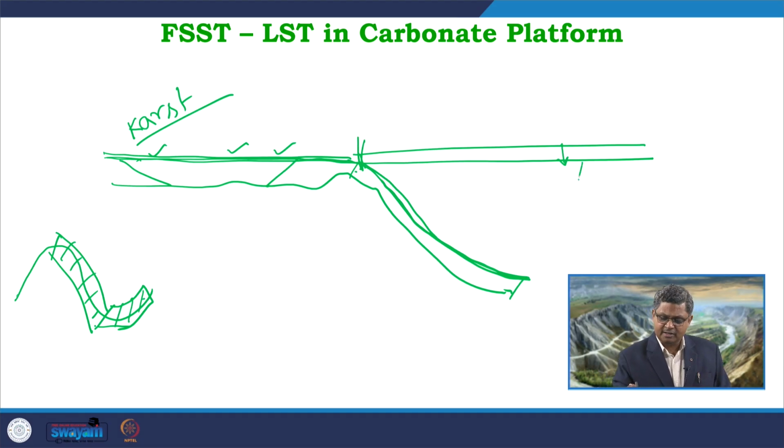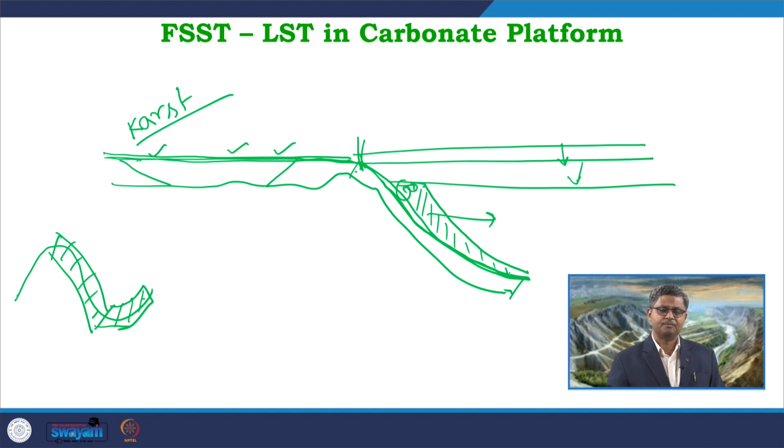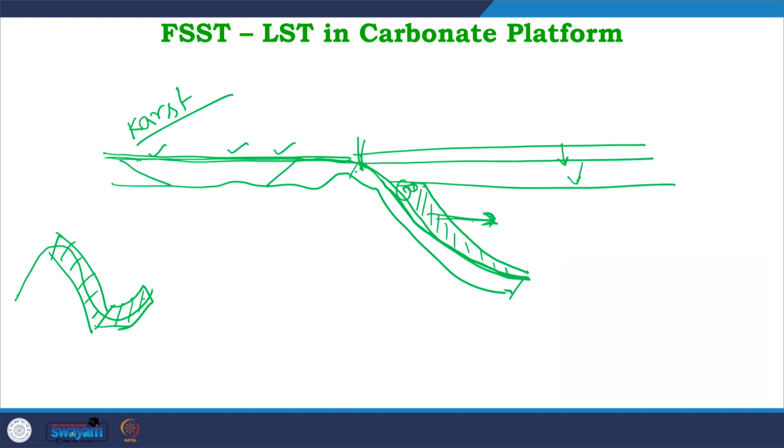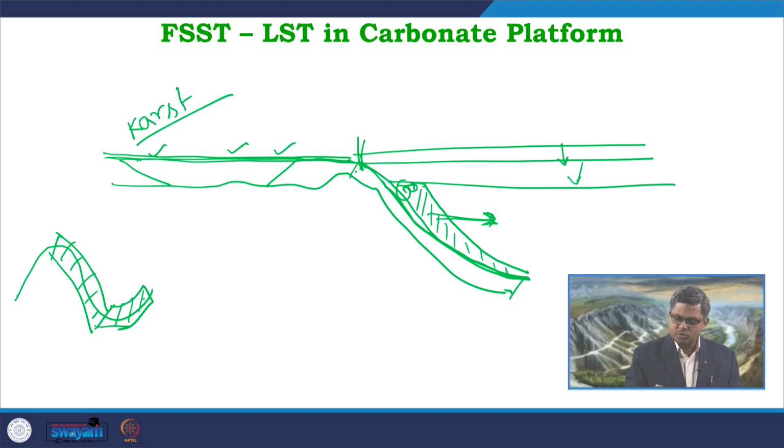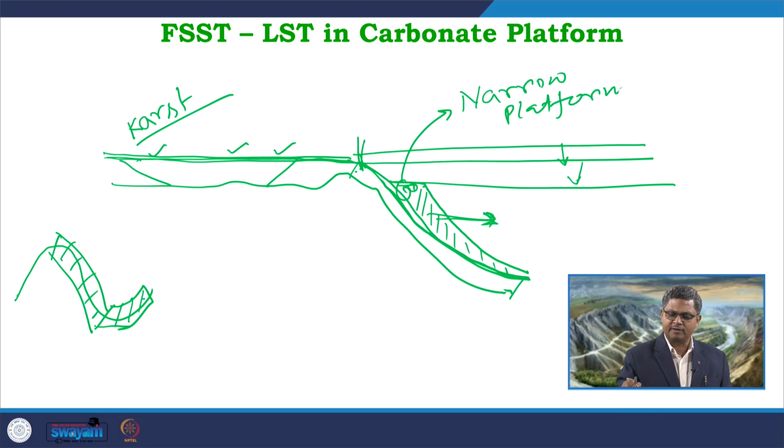When the base level further goes down, maybe coming down to somewhere here, in that condition maybe some reworking goes on over here, and that can lead to deposition of very thin deposits in this portion, which are commonly formed during this falling stage. So, when this kind of deposit occurs, what we are getting over here is a very narrow platform. A very narrow platform is produced over here.